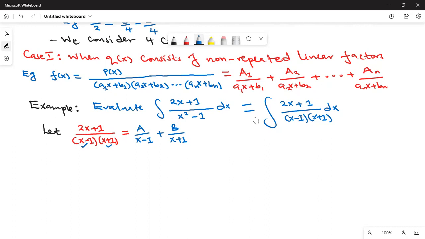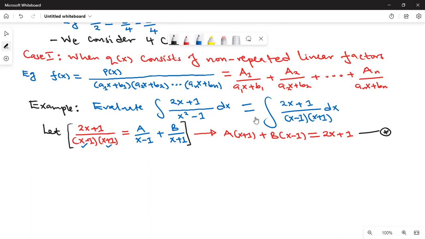If I multiply by the LCM on both sides, our LCM is the product of x minus 1 and x plus 1. We are going to get a times x plus 1, plus b times x minus 1, is equal to 2x plus 1. I have multiplied both sides of the equation by the LCM to get this new equation, which I'm now calling equation star. Now, there are two ways of finding a and b.